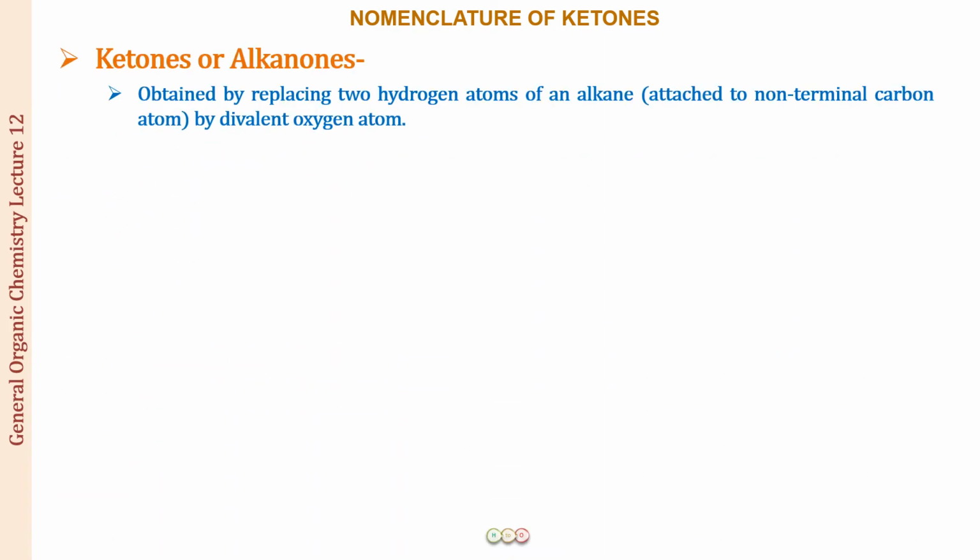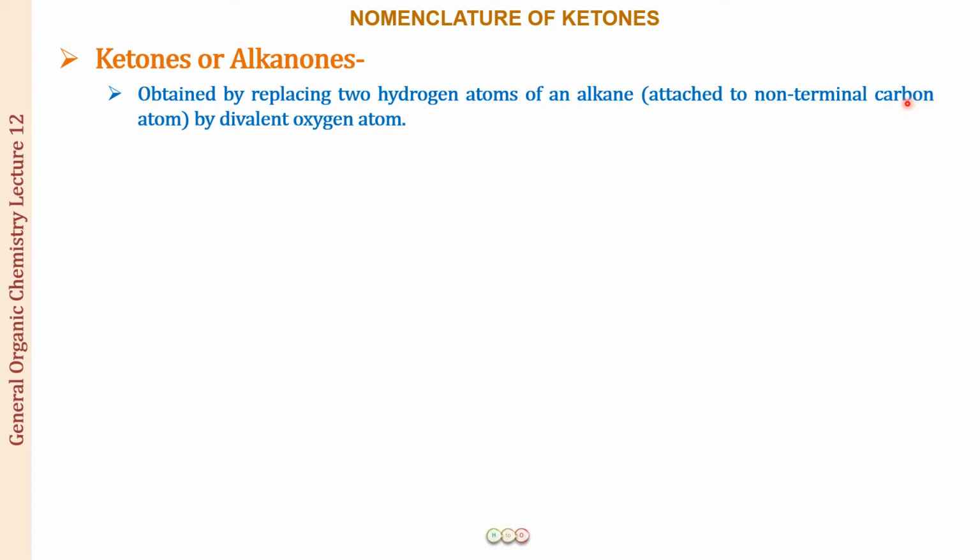So the next class of compounds, they are the ketones or the alkanones. And now you will be able to understand the definition also very well, because these are the compounds which are very much similar to the aldehydes. Ketones, they are obtained by replacing two hydrogen atoms of an alkane by a divalent oxygen atom, but this time we will not be removing the hydrogen atoms from the terminal carbon. They will be from the non-terminal carbon atom.